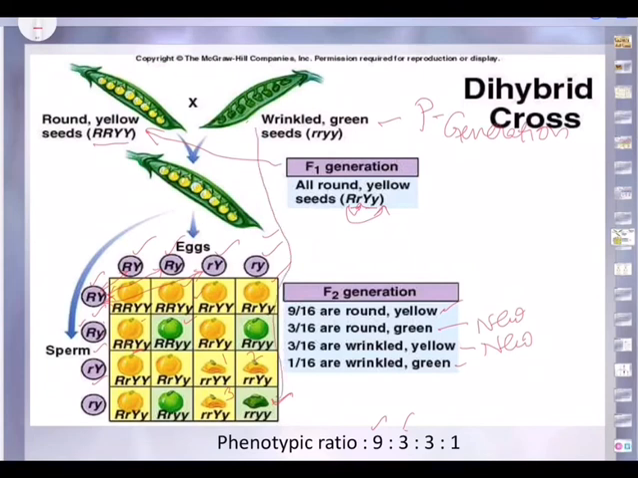And then what is left out? Wrinkled green. How many are there? Only one, this one. So the characteristic of the grandmother has come here. See, look at this. This is the character. So the grandmother's character has come back to the grandson, we can say. So overall, the phenotypic ratio is 9:3:3:1. So this is for 5 marks.